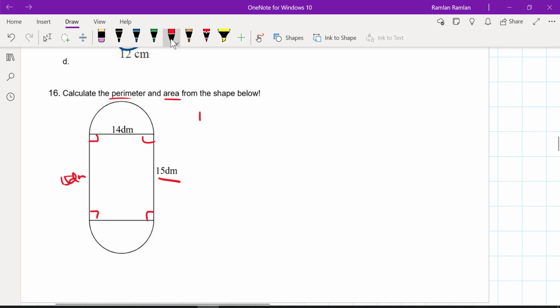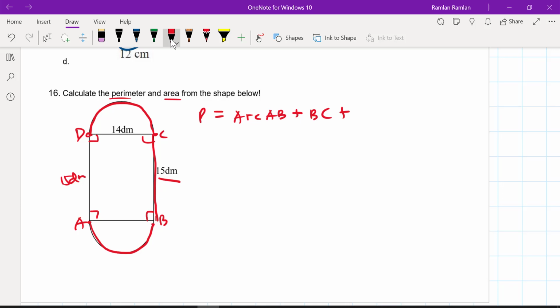So the perimeter here is that. Let me write down ABCD here as the vertices. So the perimeter will be from A to B, but this is the arc, right? So I'm going to write arc AB, and then plus BC over here, plus CD, but the CD is not a straight line, it's going to be an arc. So plus arc CD, and then plus D to A. It's a straight line, so DA.